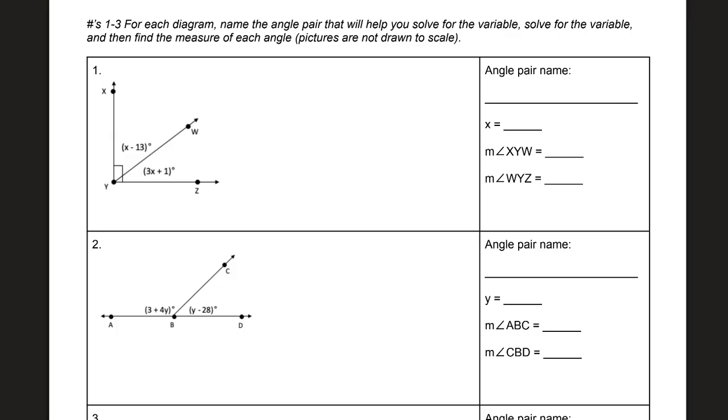So starting with number 1, we see that there's this box here, which indicates that this is a 90-degree angle. And when two angles add up to 90, those are complementary angles. And complementary angles have a sum of 90. So we're going to do x minus 13 plus 3x plus 1 is equal to 90, and combine like terms. So we have x and 3x makes 4x. And then we have negative 13 and 1, which is negative 12.